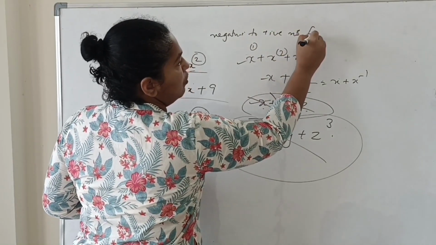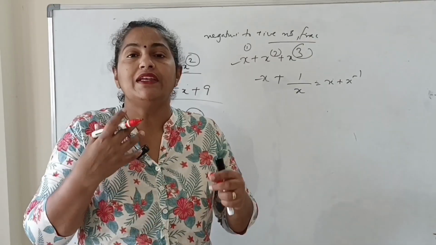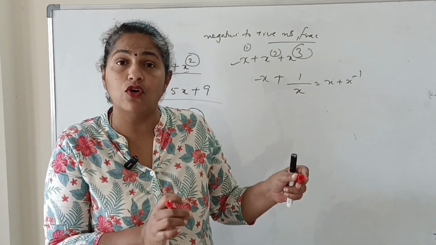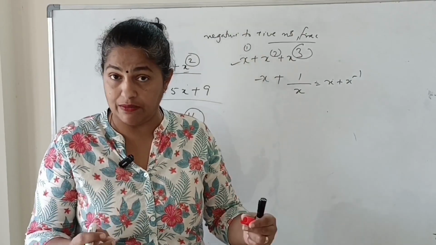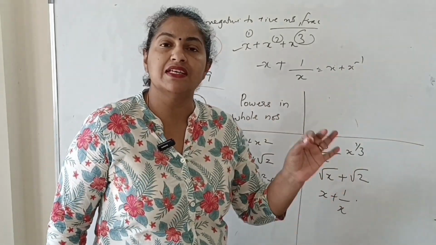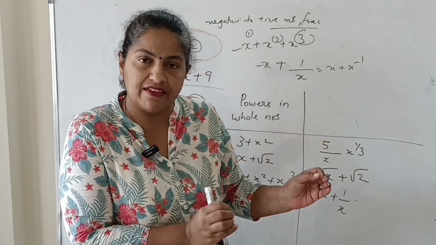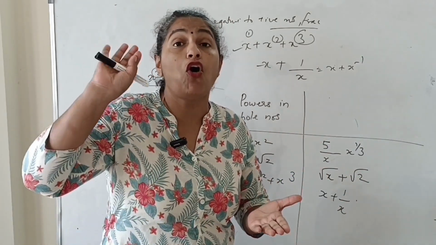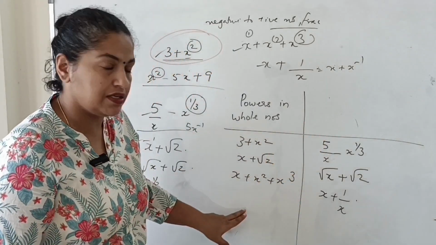Correct? Also fractions are included. So let me first consider the algebraic expressions that have powers which are whole numbers. Here I have segregated the algebraic expressions in such a way that those in which the variables have powers which are whole numbers, I have written on one side.